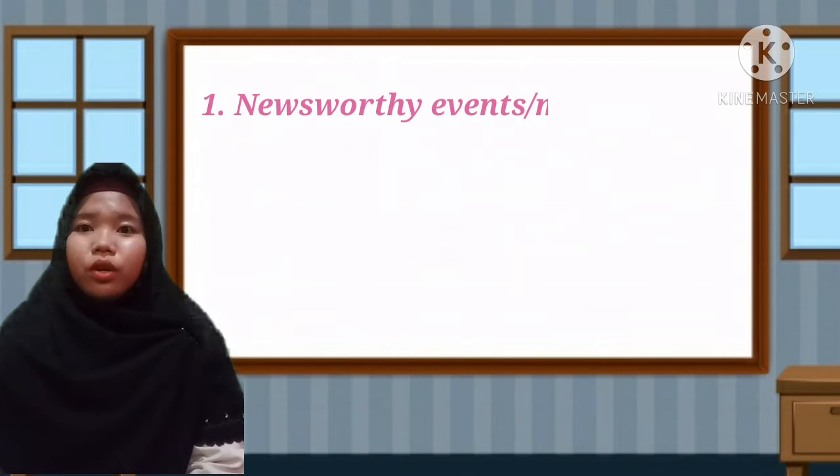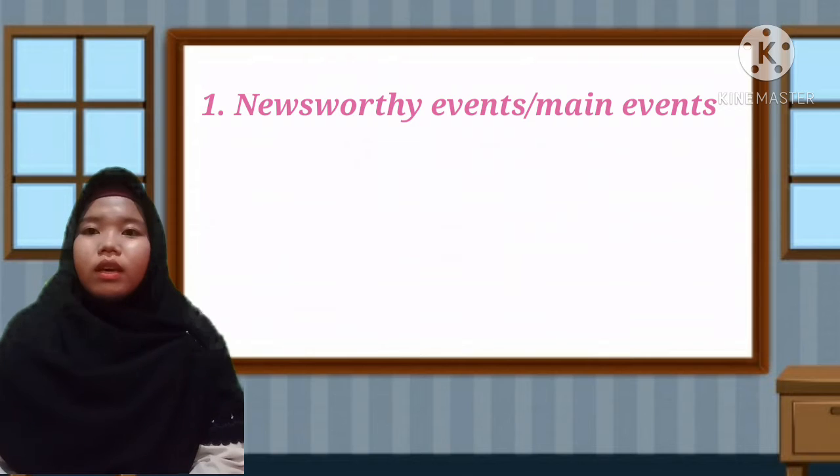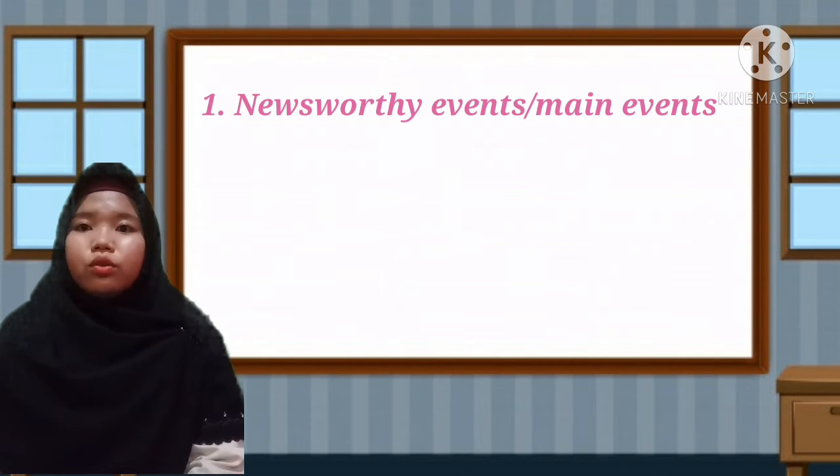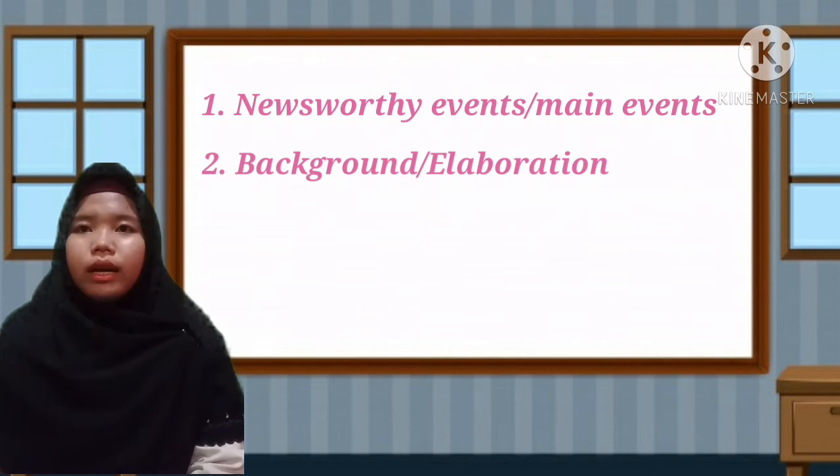Okay, the first is newsworthy events or main events. It is introducing the information of who, when, and where of the event, usually found in the first paragraph. The second is background of event or elaborations. It is explaining the background on why or how the event happened, usually found in the second paragraph. And the third is sources, usually contained in the last paragraph, which tells the source of the news. It can be source statements, witness comments, expert opinion, or witness authorities of the event.